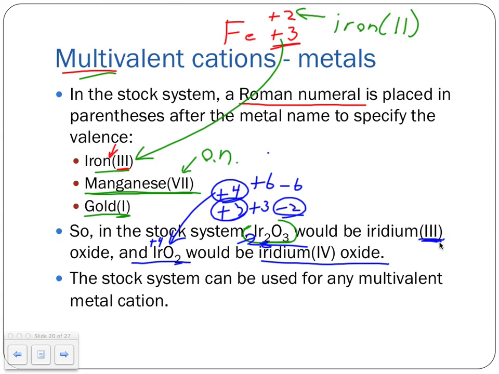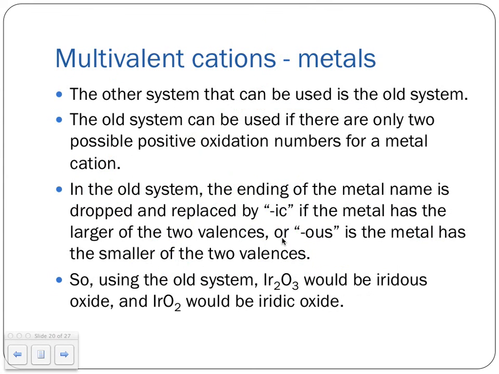But by saying iridium(III) oxide, you're able to say, oh, that 3 tells me this iridium is a +3 ion right here. If it says iridium(IV), that tells me this iridium is a +4 ion. Then that will force this to be 2 oxygens right here, or the iridium(III) would force this to be 3 oxygens, to balance out those oxidation numbers, those valences, so that it would work out. So that's how the Stock system works. The Stock system can be used for any multivalent metal cation, no exceptions.